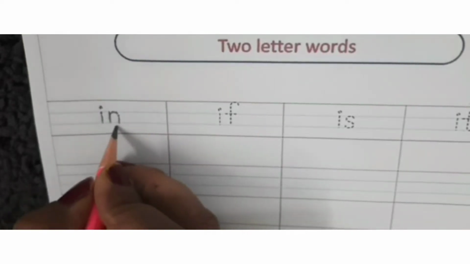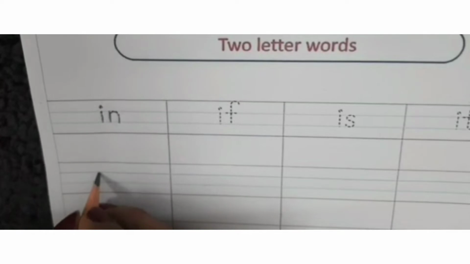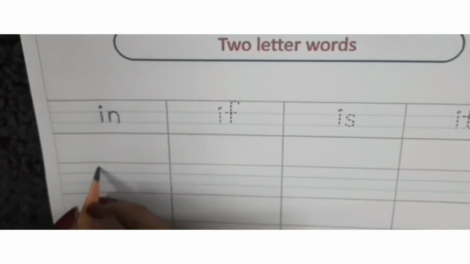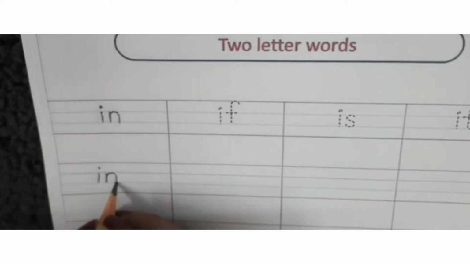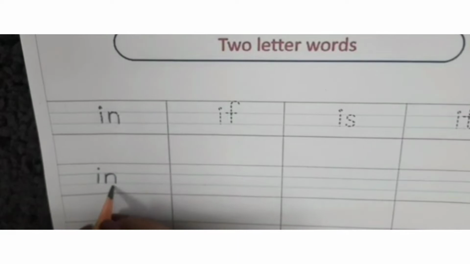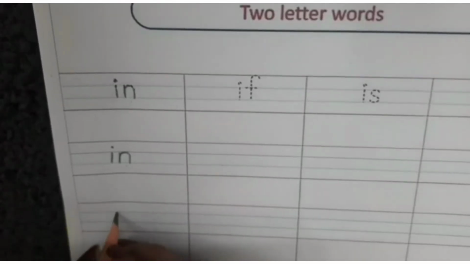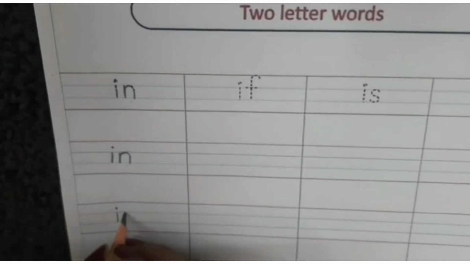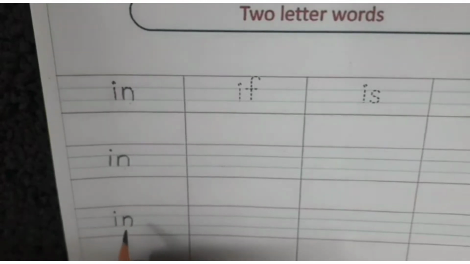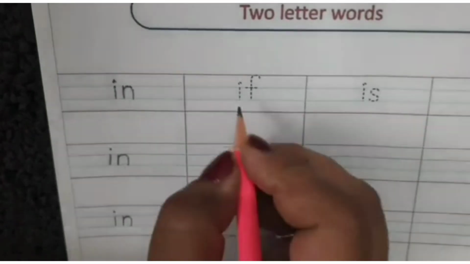I and N, in. I, standing line, make a dot like this, and N, standing line, go up, make a curve, come down straight. I and N, in, like this. Now we will write the next word.